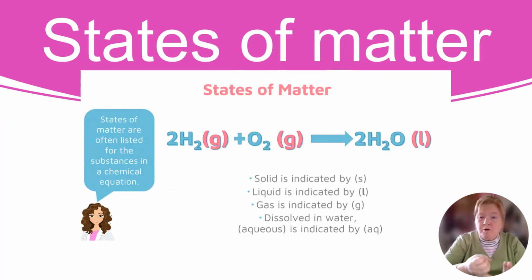States of matter, you should know S, solid, L, liquid, G, gas. When you see AQ, that means dissolved in water. So it is a mixture. So it's not a pure substance, it's a mixture. In fact, everything is either a pure substance or a mixture. Pure substance meaning element or compound, and mixture meaning heterogeneous or homogeneous.